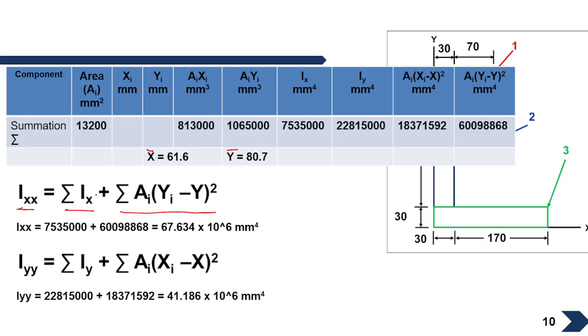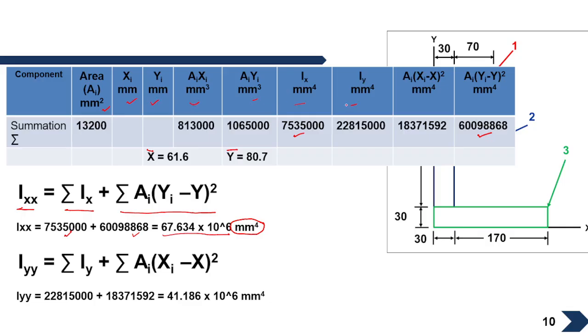This summation is nothing but 753,500, which I have put here, and sigma A_i (y_i minus y bar) square is this one, 60098868. So I will get it in 10 to the power 6. I can write it simply as 67.634 into 10 to the power 6 mm to the power 4. Please take care of units. Most people make mistakes in putting the units, so make sure you write all the units properly.